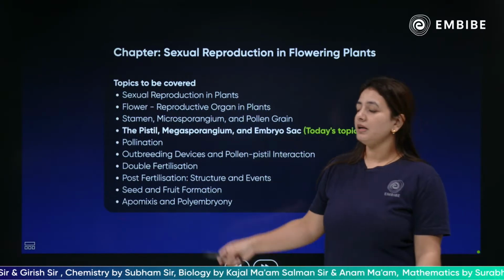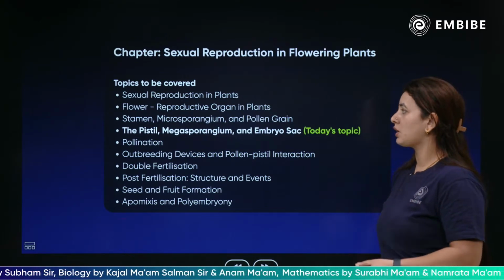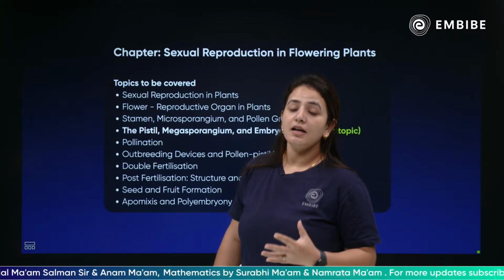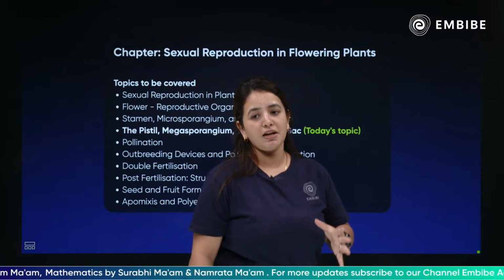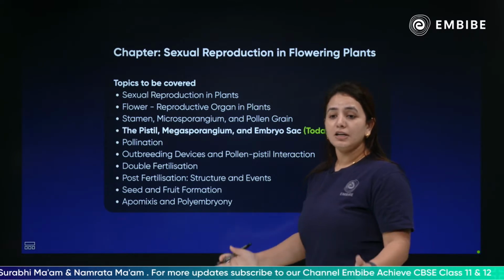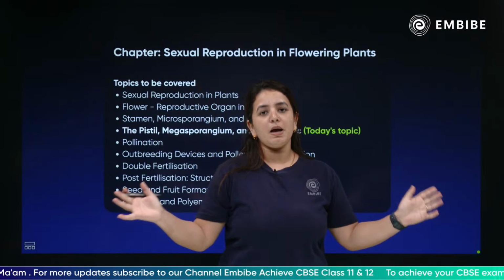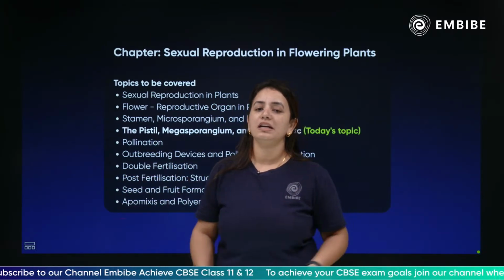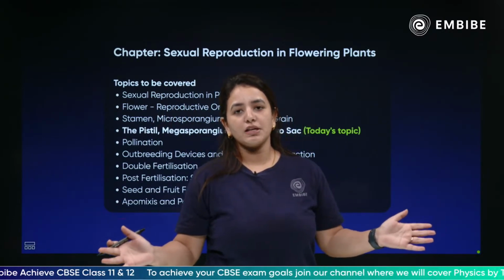We have covered the introduction to sexual reproduction in flowering plants, the flower, the reproductive parts of the flower, and the accessory parts of the flower. We have also covered the stamen and microsporangium, and are yet to discuss the structure of the pollen grain. The next session is totally dedicated to the structure of the pollen grain.